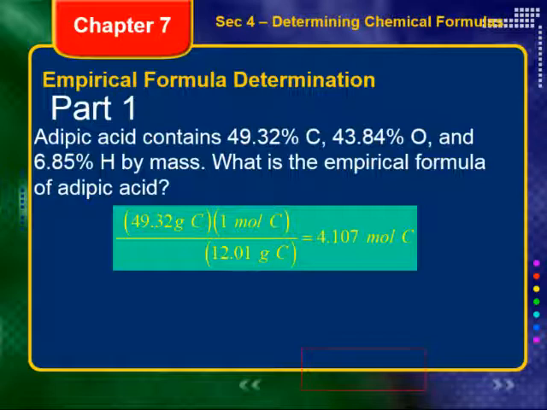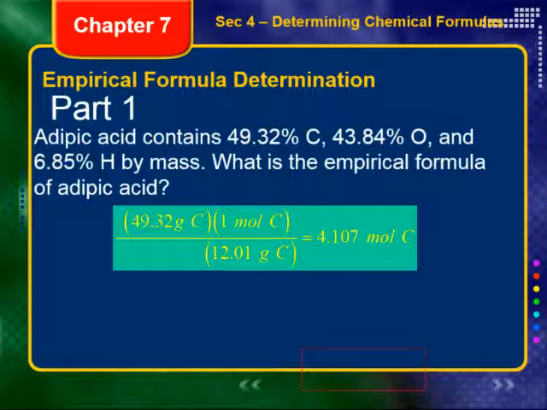So first thing I want to do is convert this into a gram. Notice that I've been given percentages, and the first term that I have here in my conversion factor is grams. This is what we get to do when we assume a 100-gram sample. Remember that on that last slide, assume a 100-gram sample? Because if we do have a 100-gram sample, 49.32% of a 100-gram sample is in fact 49.32 grams. 43.84% oxygen of a 100-gram sample is 43.84 grams. And so this allows us a very convenient way to turn that percentage into a gram.